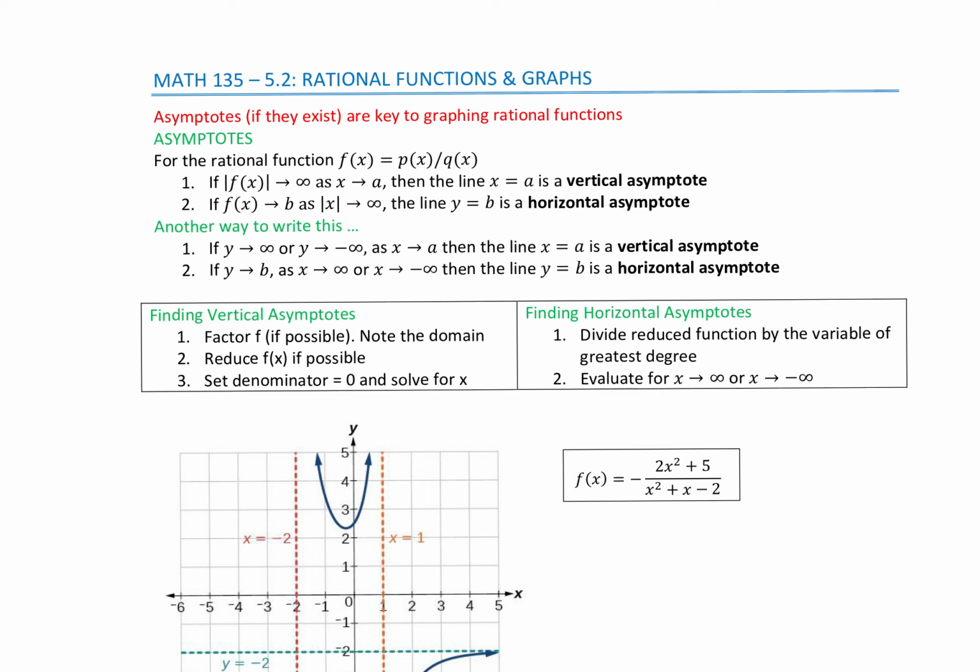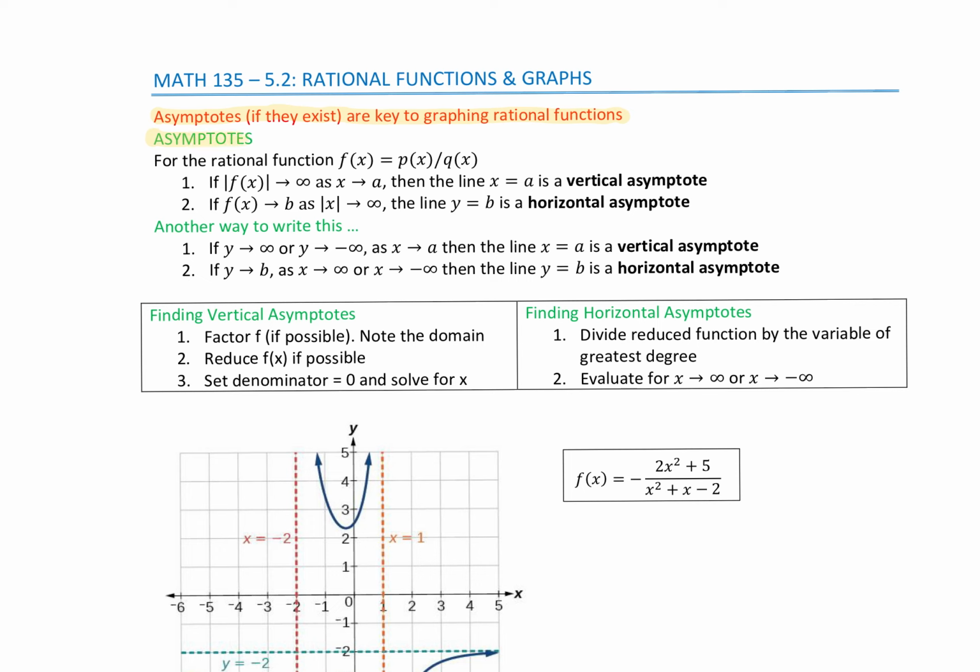The key thing to graphing our rational functions is going to be to find the asymptotes if they exist, and you want them to exist because that helps you. Remember what your asymptotes are. They're guides for you. Your graphs will follow the asymptotes. So if you have asymptotes, you don't have to find as many points.